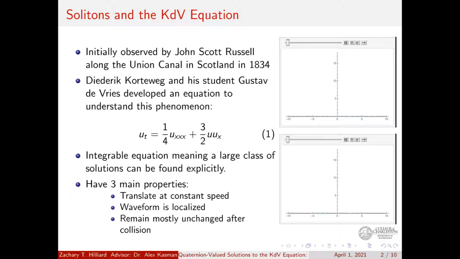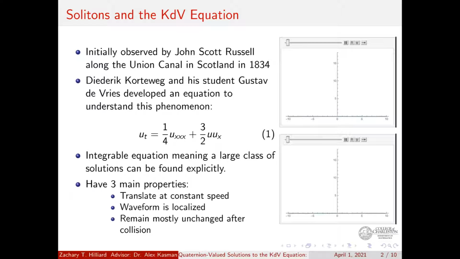There was a wave coming off the bow of the boat, but unlike traditional waves on the beach, it was translating at a constant speed, and it was maintaining its shape as it moved across the canal. So later on in the 1890s, the mathematicians came in, like we do. We kind of came up and cleaned up after him and formalized his observations and actually wrote it down into a partial differential equation.